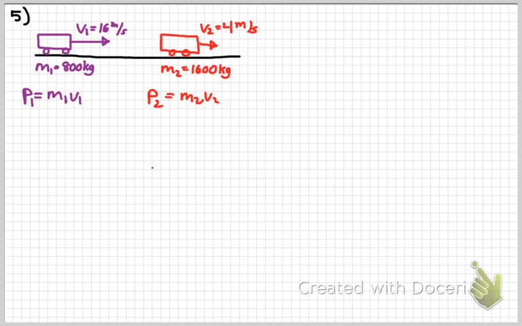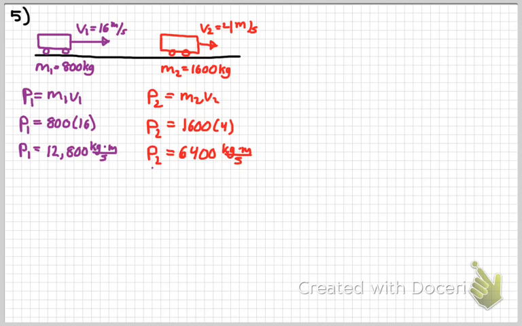Our next step is to figure out the momentum of both the objects before they run into each other. So just do mass times velocity for each of them. Note that since they're both going in the same direction, both of them are going to have a positive momentum. So when you do mass times velocity for each of the cars individually, the first one's got a momentum of 12,800 kilogram meter per second. The second one's got a momentum of 6,400 kilogram meter per second. And then find the total just by adding those two up.